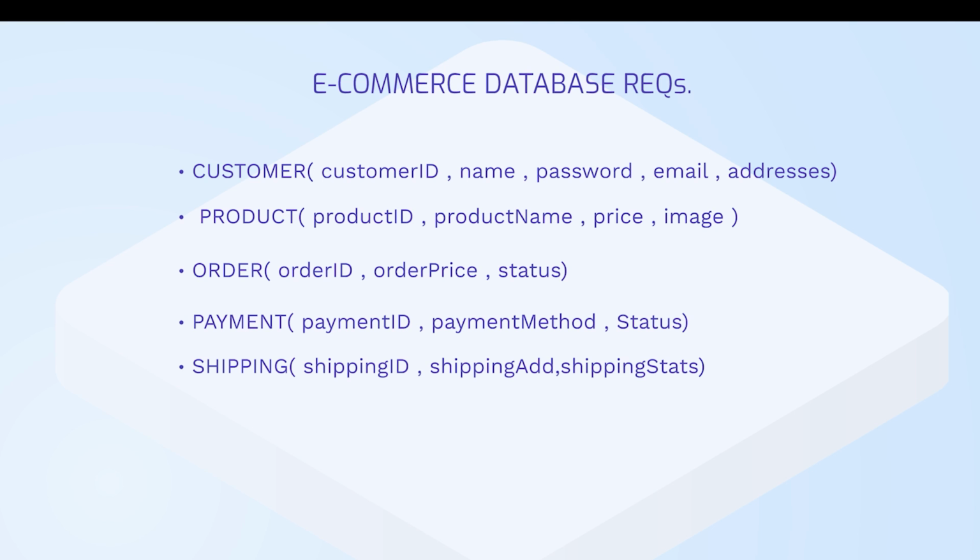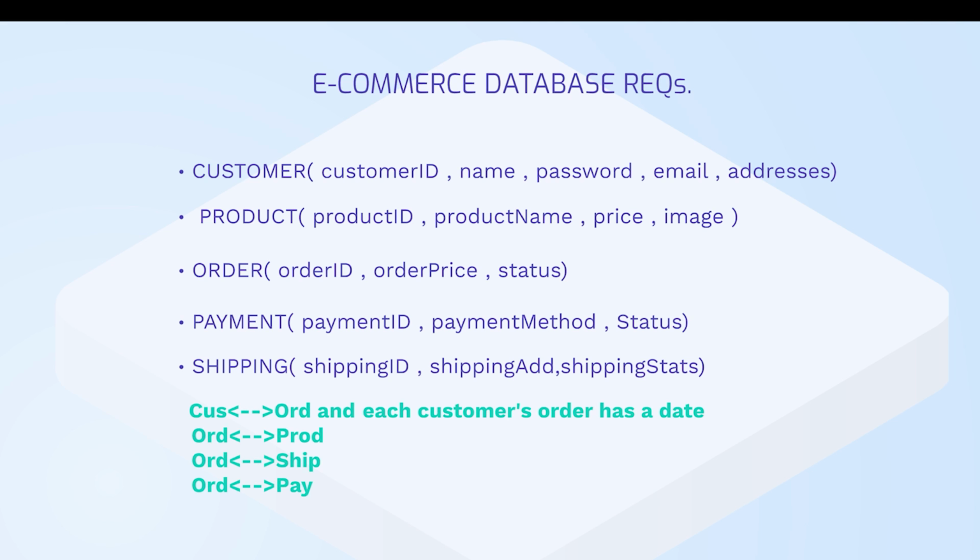And also we have necessary relationships we must assume, like customer can make an order, and each customer's order has a date, and order have products, and order will be shipped, and order will be paid. So this is all for this simple section. Let's see in the next sections how we can meet these requirements.